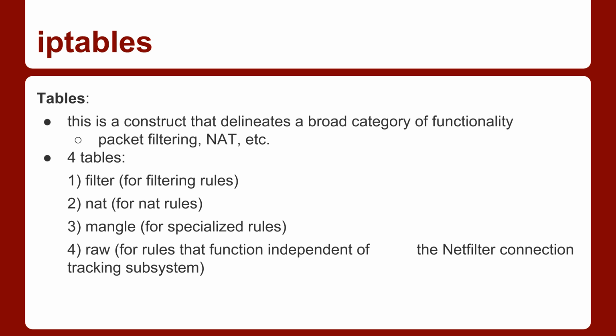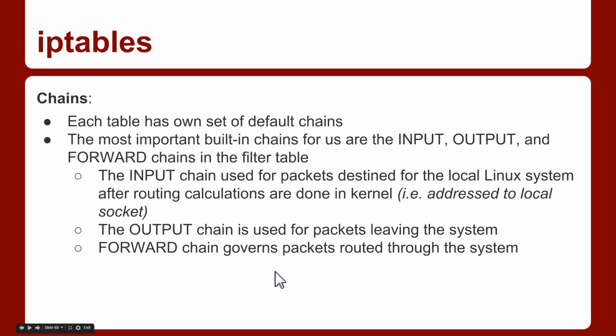For iptables, there's an addition of a fourth table, which is called raw, and it operates independent of netfilter. We're not going to cover it. It's tricky.